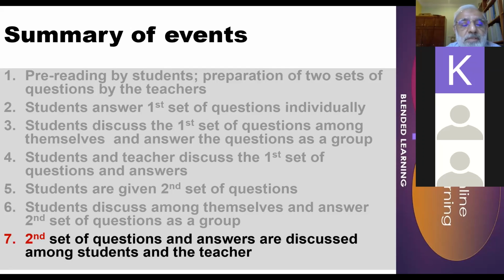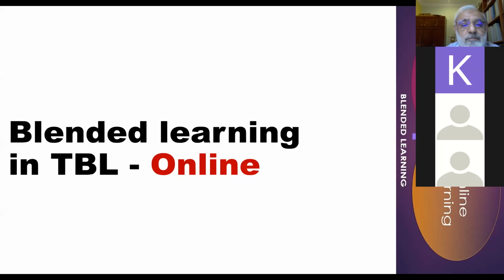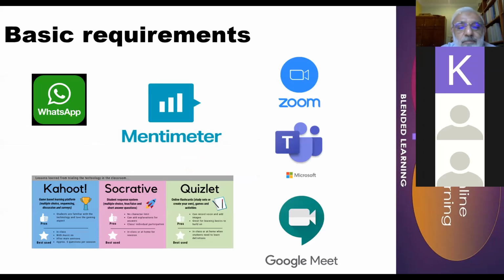Now we want to convert these steps to online. And for that purpose, we need to have 3 different softwares. You can use WhatsApp, and then you can use one of these gamification softwares, either Mentimeter, Kahoot, Socrative, or Quizlet, and then either Zoom or Google Meet or Microsoft Teams. So I usually use WhatsApp, Mentimeter, and Zoom, these three softwares, in conducting this TBL online.